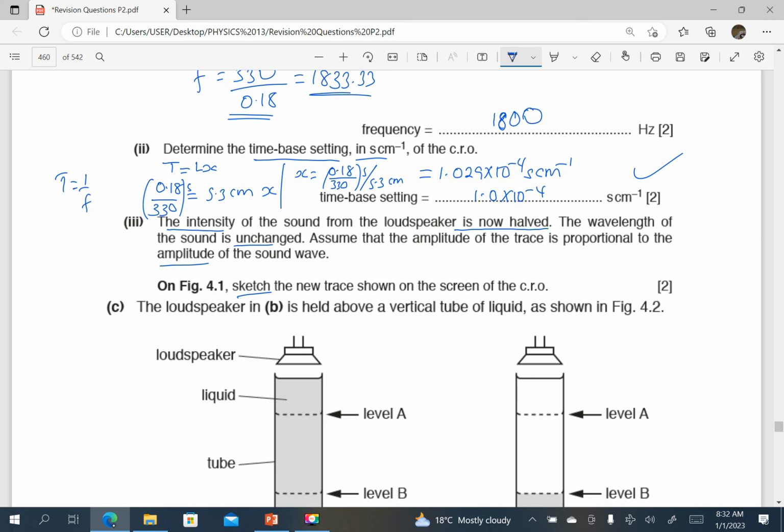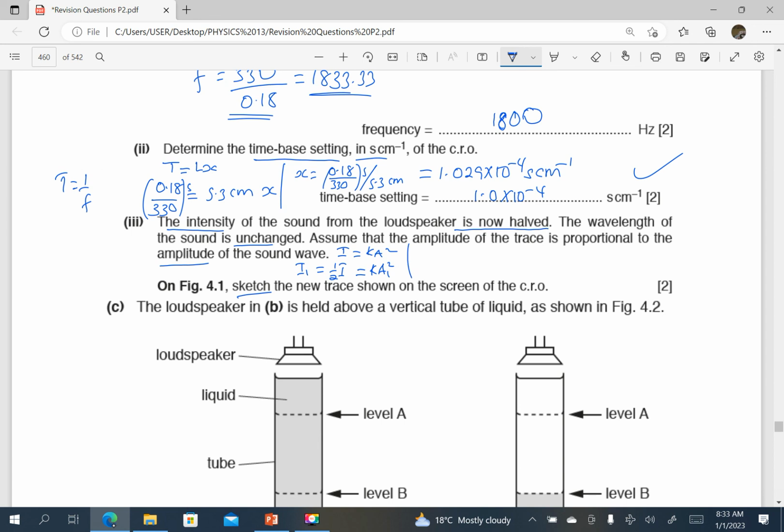So we need to find the new amplitude. Remember, intensity is equal to K amplitude squared. Let's say this was the first intensity I. The second intensity, I1, because the intensity is halved, is a half of I, and of course this is going to be a constant K times A1 squared.